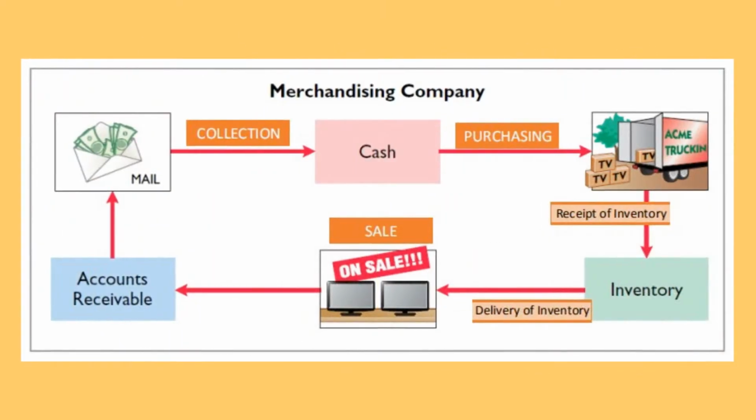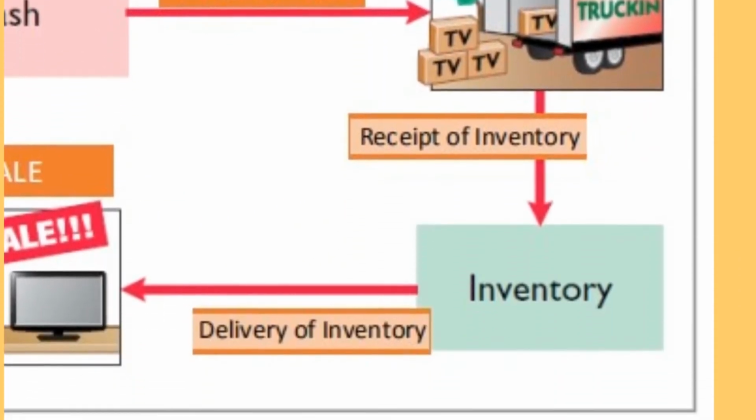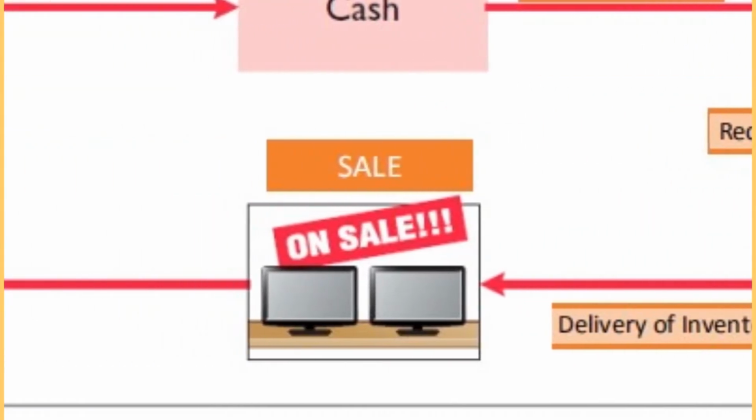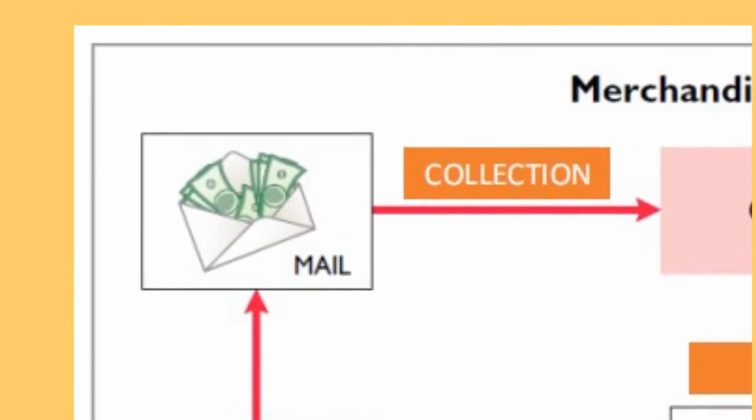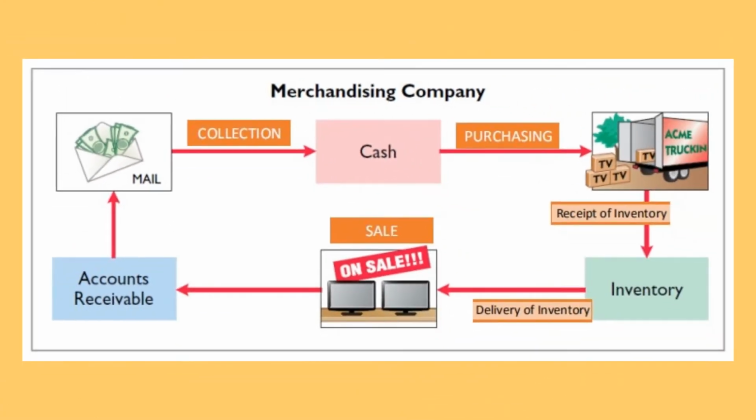The operating cycle of a merchandising business involves purchasing of goods as an addition to inventory, selling of purchased goods from inventory to buyers, and collection of payment from buyers. Kindly observe the illustration that will appear on your screen right now.